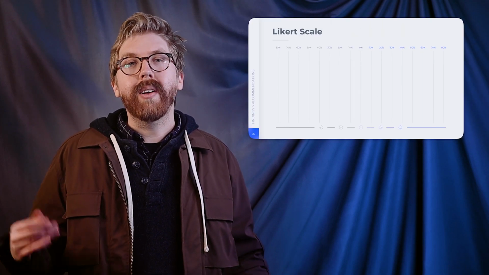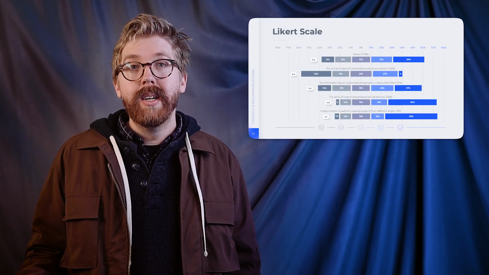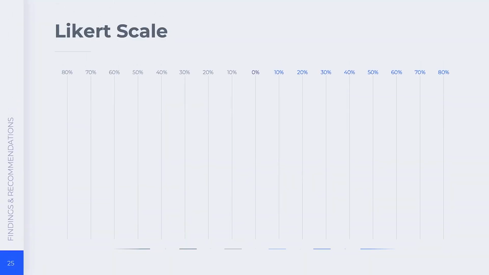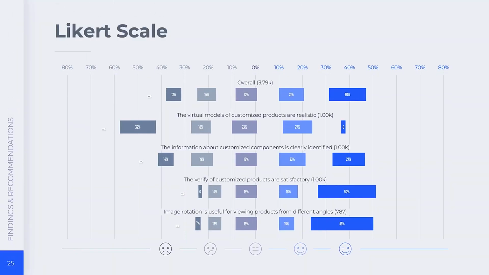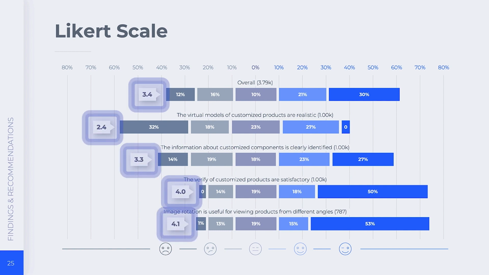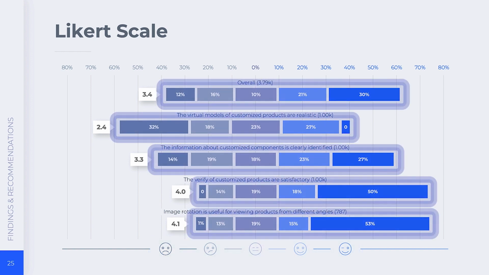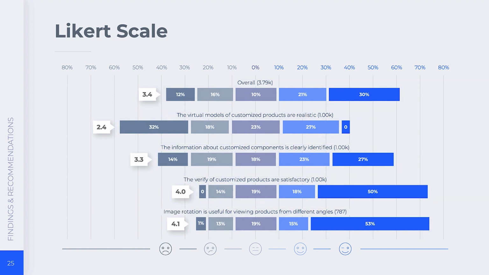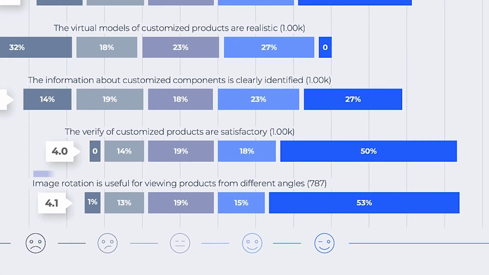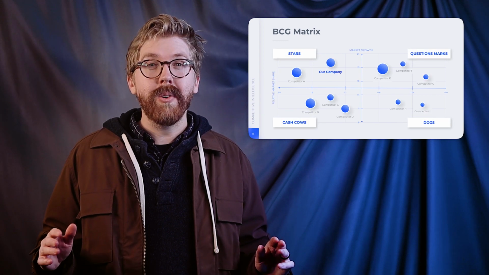Surveys and questionnaires are a common way to collect customer sentiments. To organize and plot survey responses, use the Likert Scale. For each question, the collective customer responses are assigned a score. The higher the score, the better the average sentiment. Additionally, when you have a big enough sample size, break down survey responses to see how many people responded and what their responses were. For example, in answering if image rotation is useful for viewing products from different angles, more than half of the respondents answered extremely positively.